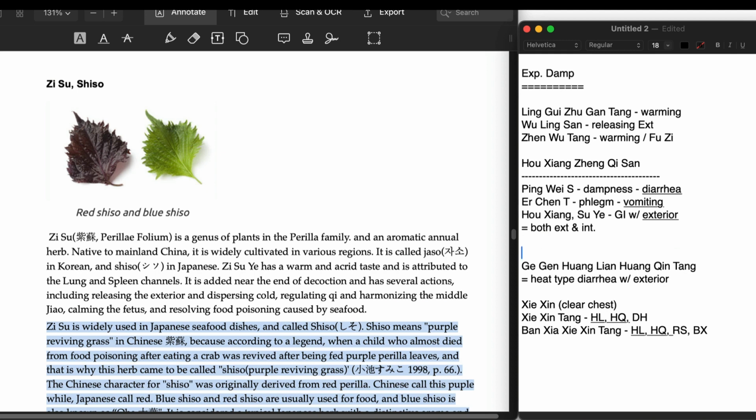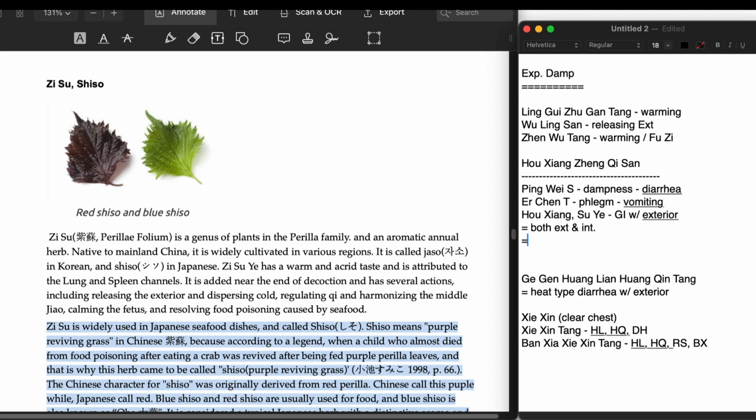How about Xiang Chengqisan? Xiang Chengqisan treats damp type of diarrhea with exterior symptoms. In terms of cold and heat, Xiang Chengqisan treats cold type of diarrhea. On the other hand, Ge Gen Huang Lian Huang Qin Tang treats heat type of diarrhea with exterior symptoms. So when you have enteritis, stomach flu, you have cold-like symptoms, fever, chills, and also diarrhea. And both formulas treat those symptoms. Xiang Chengqisan and Ge Gen Huang Lian Huang Qin Tang.